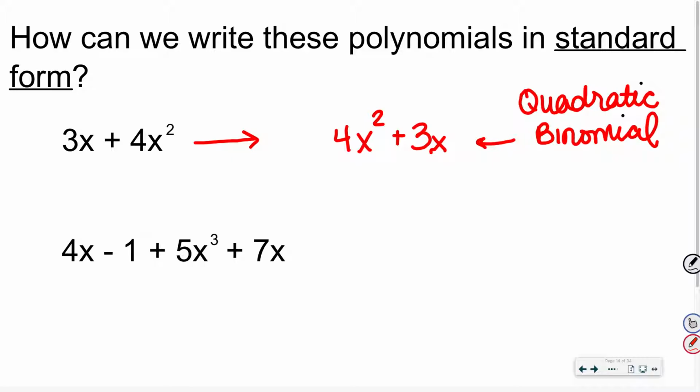For the bottom one, how do I put that in standard form? 5x. Yep, the 5x to the third will go first. Plus 7x. Minus 1.